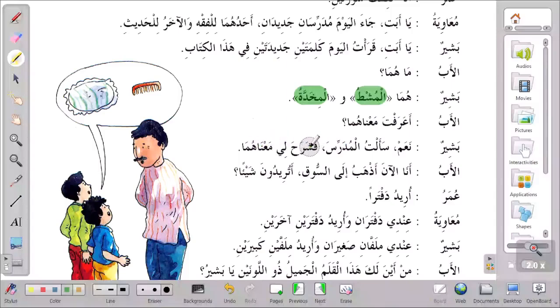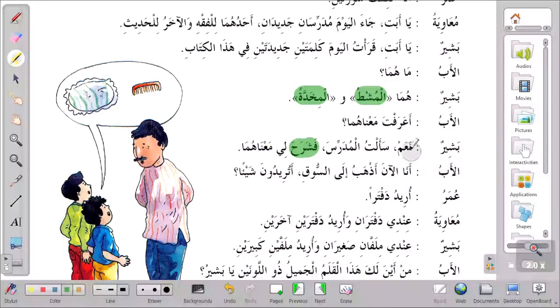Sharaha is actually to explain. Explanation, to make something clear, to open up. If you see something that is confusing to you and someone opens it up for you, meaning he explains it to you, that's what sharaha is. Sharaha li ma'nahuma, he explained them to me.